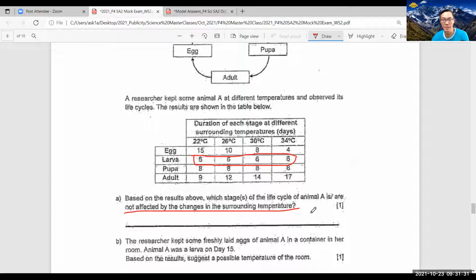So the answer is very easy. Just put the word larva. Okay, spell the word larva here. Larva.